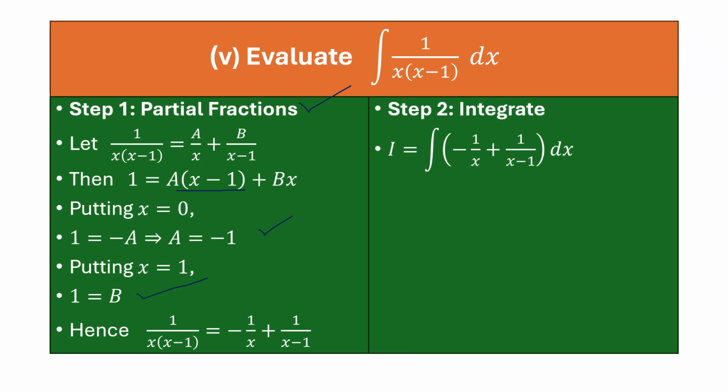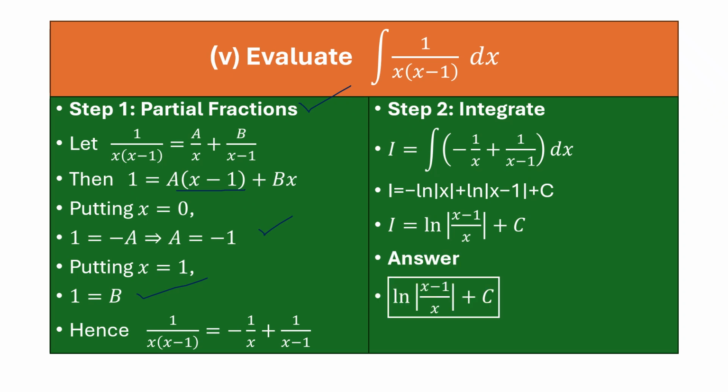Step 2, now you are left with these separate terms. Now the terms are separated, so take each term and then integrate. Please remember the formula: integration of 1 upon x is log x. Likewise, 1 upon x minus 1 will be log of x minus 1. So you take log of (x minus 1) upon x using the law of logarithms, sorry, and then you just have to write the final answer. Plus C is very, very important.